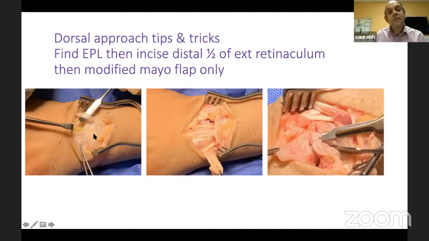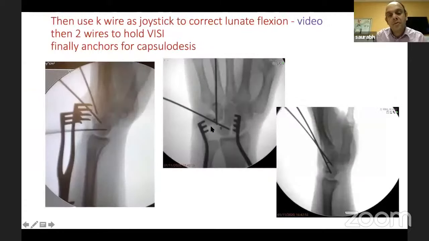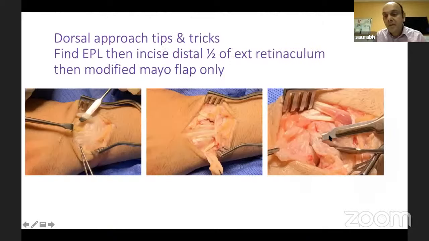So in this case, again, I would do a dorsal approach. As I've told you, most of the complex work is always dorsum. So first thing is make skin flaps. It protects your skin nerves. Look at the retinaculum, find your EPL. That's the strip. You only need to incise, let's say, a centimeter or thereabouts of your retinaculum. Once I've done that, that's all you need, a modified Mayo flap. This is the amount of capsule. In fact, you can start seeing the carpal bones there. So this is all you need, a small capsular flap.